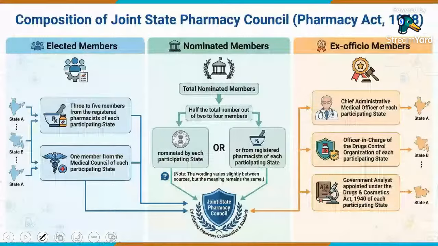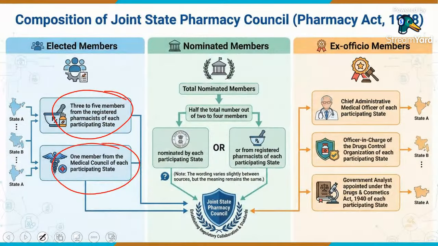So in case of the Joint State Pharmacy Council, 3 to 5 members from the registered pharmacists of each participating state are elected, and 1 member from the medical council of each participating state is elected.